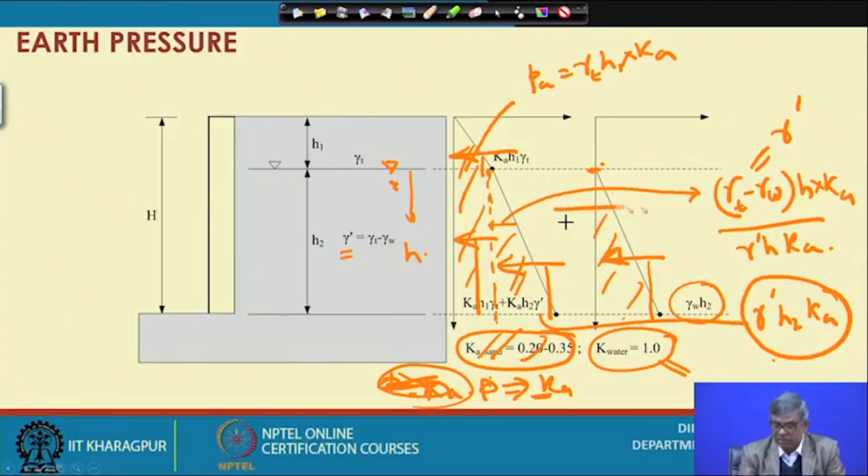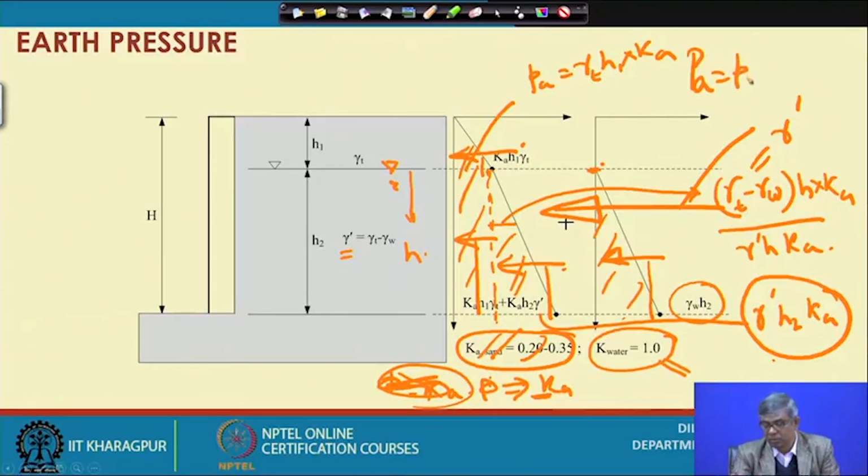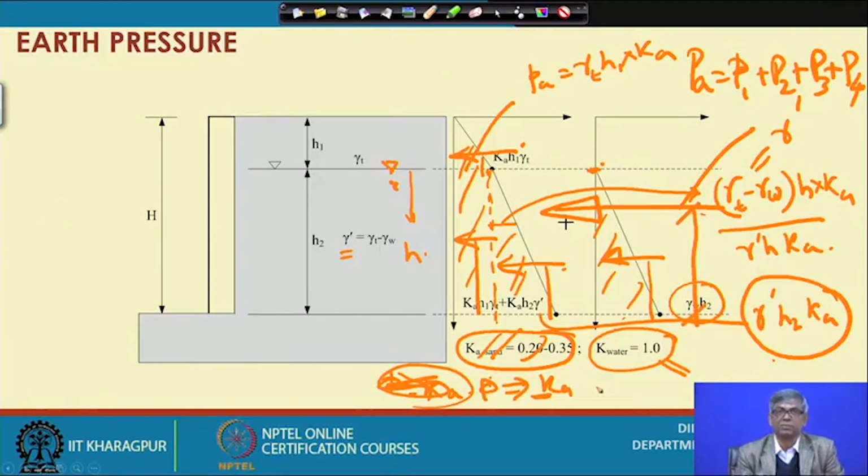Then if the thrust is acting somewhere here, what is the thrust? If I consider this as P1, this as P2, P3 and P4, then your thrust PA will be equal to P1 plus P2 plus P3 plus P4. So this will finally be PA, and the distance you can find by taking the moment of all respective loads with respect to a point, and that will be balanced by the moment of this load about the same point. So, that procedure I will show you later on.